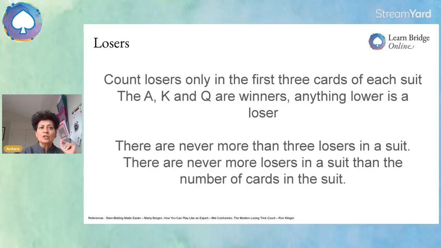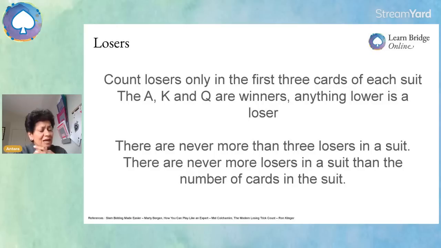Let's have a look at losers. How do we count losers? And the loser trick count was made very popular by Ron Klinger. And I've got some of this information from his book. So you count losers only in the first 3 cards of a suit. The ace, king, and queen are always seen as winners. Anything lower than that is a loser. One more thing that you should think about is there are never more than 3 losers in any suit, because we only count losers in the first 3 cards of a suit.